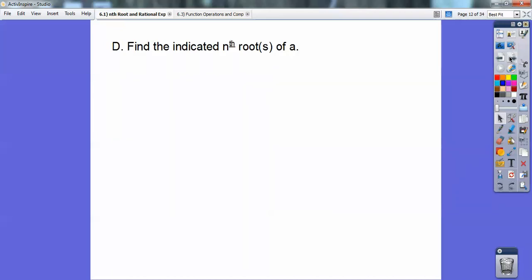Find the indicated nth root of a. So you're going to have a few of these in your book. When n equals 2 and a equals 81. Okay, so that just means it's going to be the square root of 81, which is 9 right there. Okay, so a is the inside number, n is the index number.